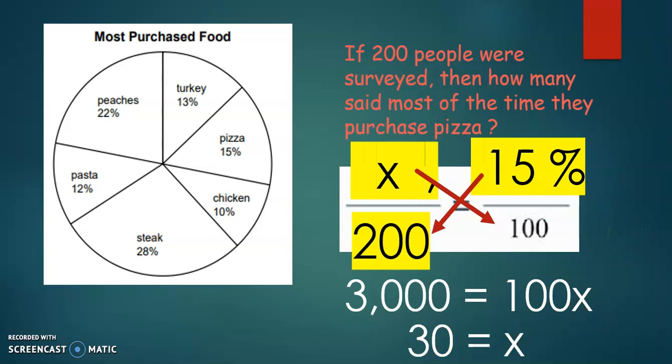So 30 people chose pizza at this restaurant or store, whatever we're looking at. 30 people chose pizza out of the 200. So if you think about it, 15 out of 100 chose pizza. If we were doing 200, you would just multiply that by 2. That's what I was kind of hinting at the beginning.